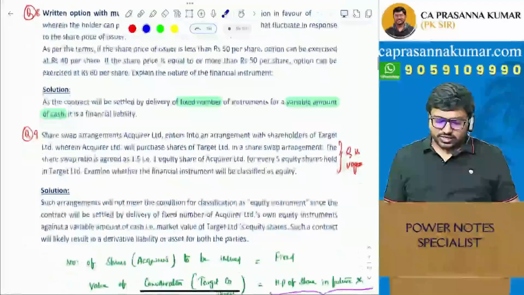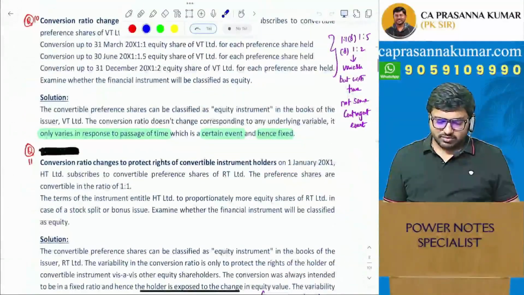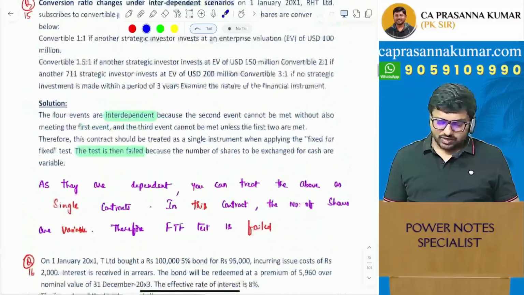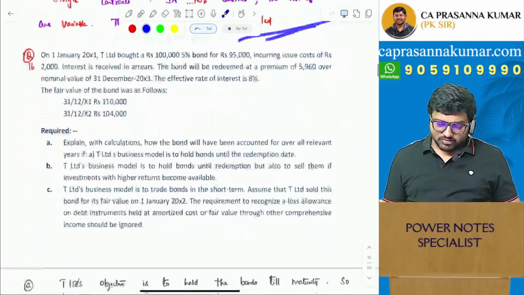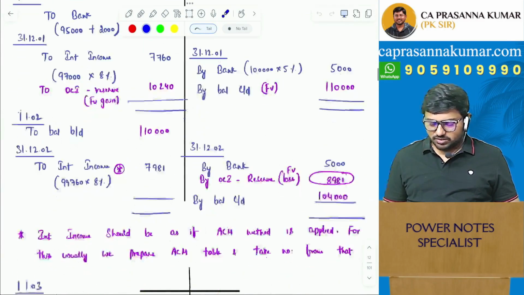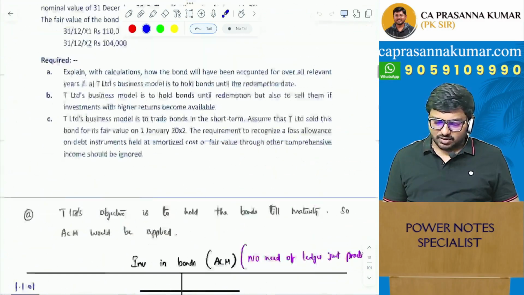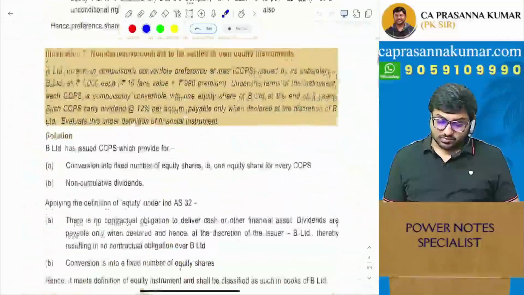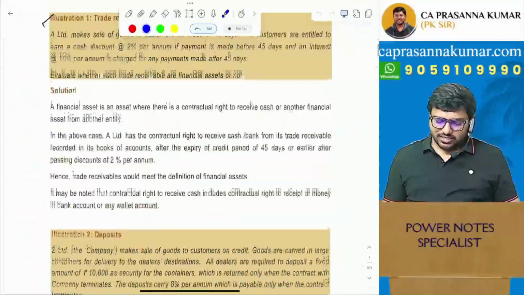Unfortunately, when it comes to Ind AS 32, too many sums do not exist. Hardly we have around 15. So this is where we'll stop, and after that, from the 16th onwards, we have to go to Ind AS 109. All these sums belong to financial instruments only. We have nearly 100 pages of problems over there, but in Ind AS 32, that many are not there.